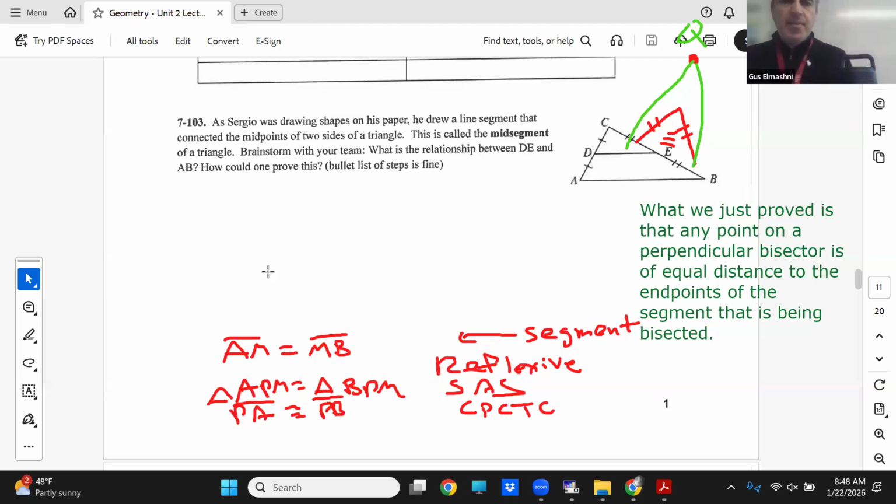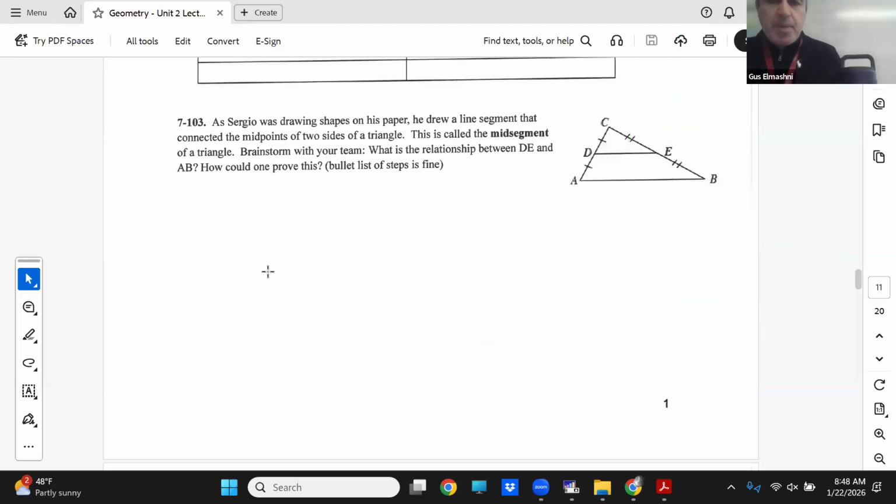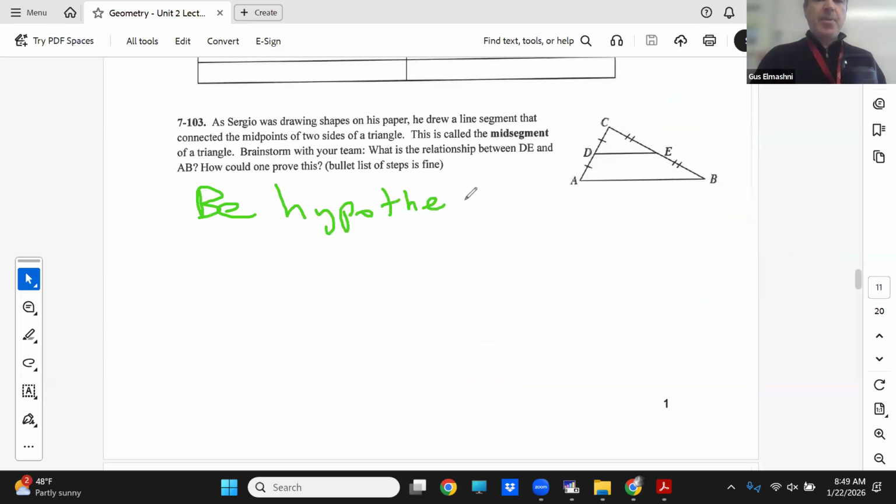This one I'll just write out. As Sergio was drawing shapes on his paper, he drew a line segment that connected midpoints. Okay. So this is called the midsegment. Brainstorming, the team was asked about the relation between DE and AB. Ooh, that's a good one. I like this one. Let's be hypothetical. That's usually a good way to make connections.